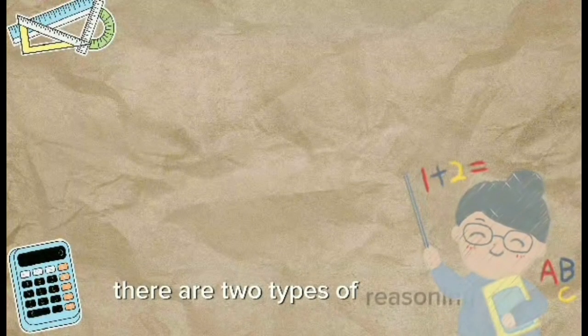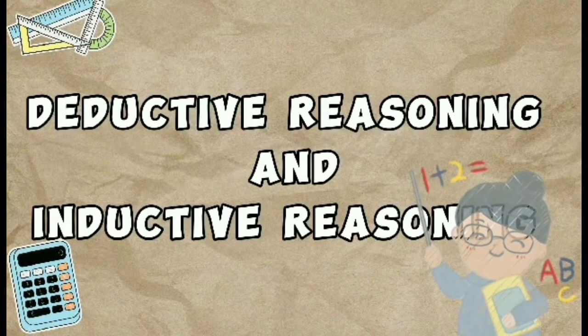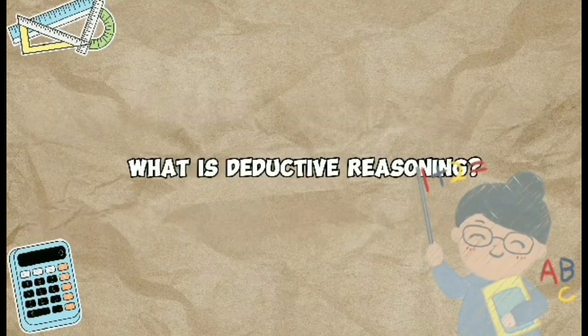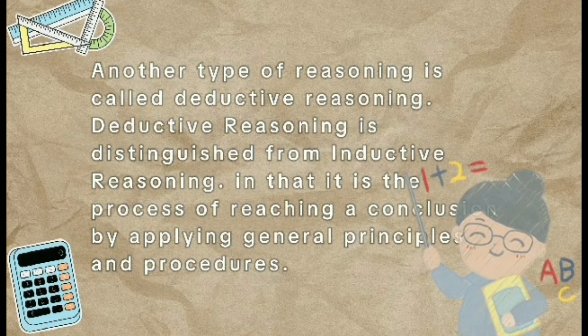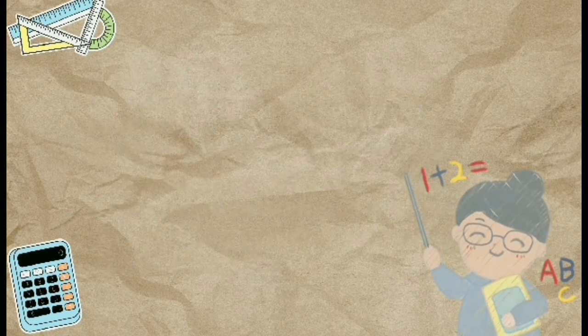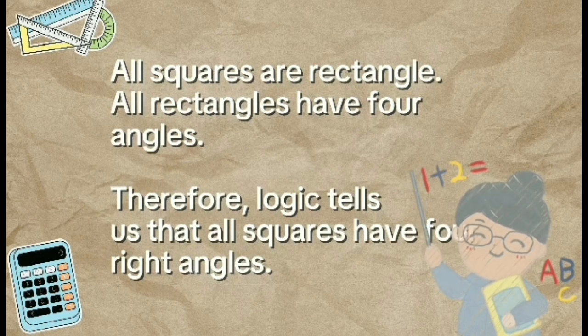There are two types of reasoning: deductive reasoning and inductive reasoning. So, what is deductive reasoning? Deductive reasoning is distinguished from inductive reasoning in that it is the process of reaching a conclusion by applying general principles and procedures. For example, all squares are rectangles. All rectangles have 4 angles. Therefore, logic tells us that all squares have 4 right angles.